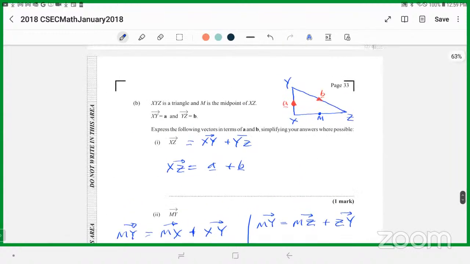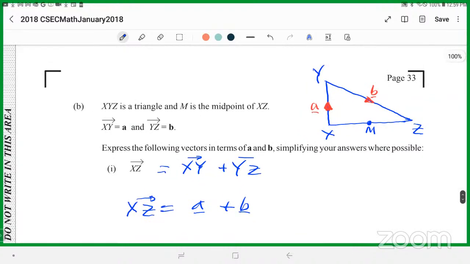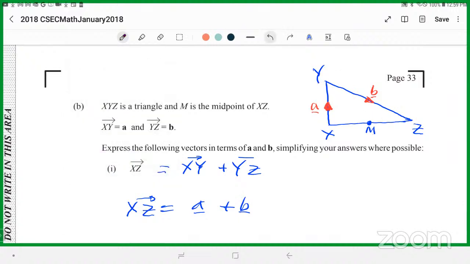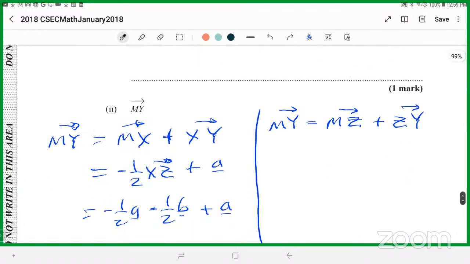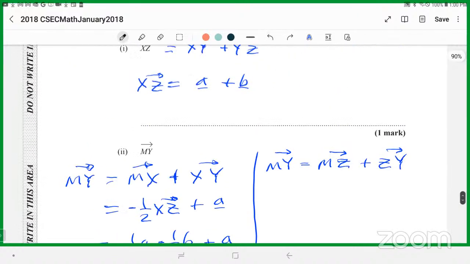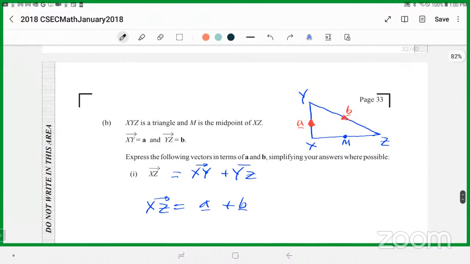Let's see if it makes sense on the diagram. It is saying to go from M to Y, I must go in purple or black, starting from here to here. What is this answer saying? I must go half A and then minus half B. Let's see if it makes sense. So I'm going half A. Bam. That's half A now. It takes me to here. And then I have to go minus half B, which is this piece.